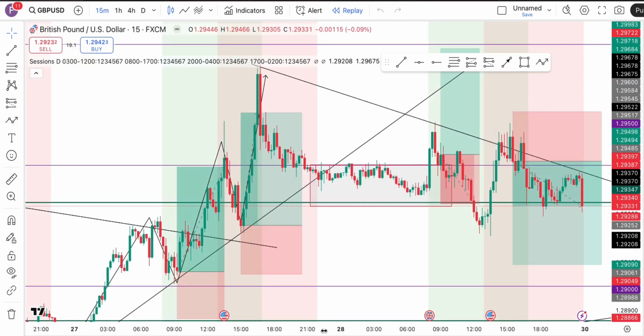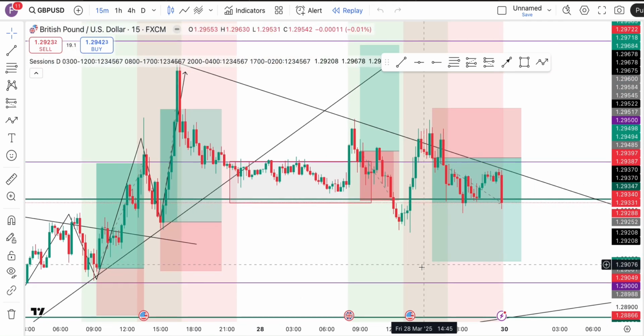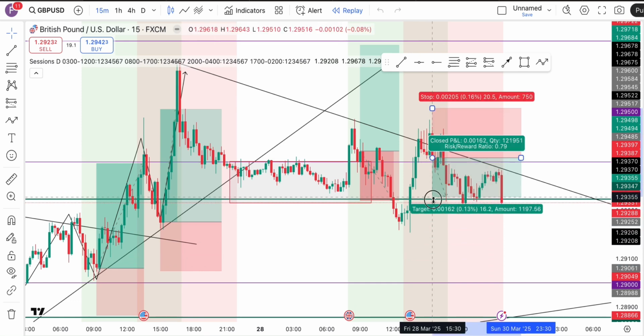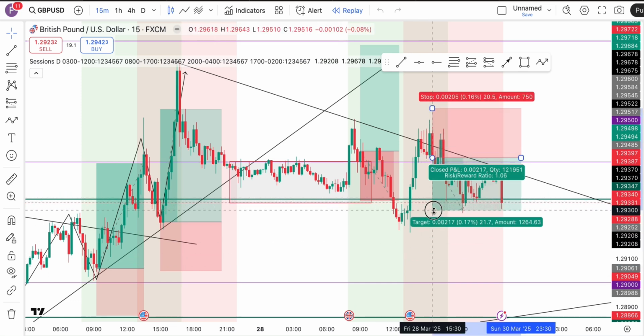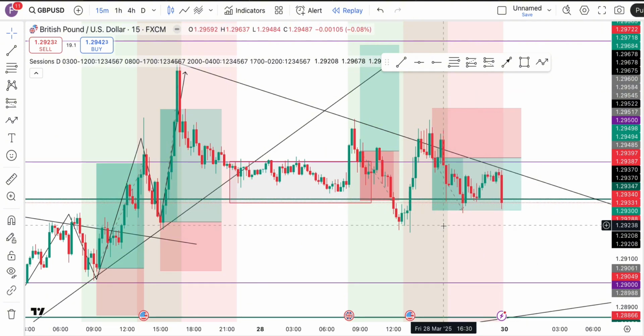Oh, wow. So we closed this trade with 1 to 1 risk to reward. So you risk $200 to make $200. I think this is good. This is okay. This is not bad at all. So risk 200 to make 200.